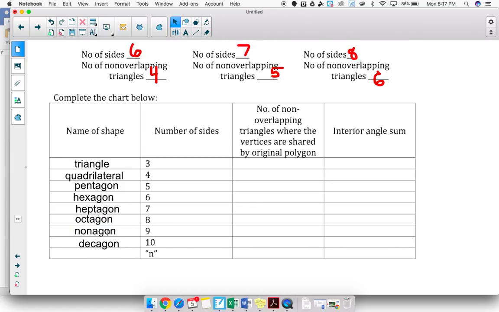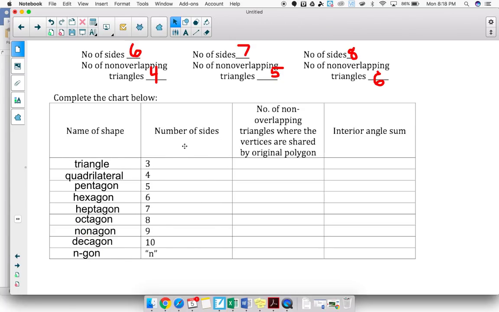And once we get past 10, you don't have to memorize. Mathematicians get really lazy, so they call them n-gons. So like if there's 35 sides, they call it a 35-gon. So we'll just say n-gon, and n gets replaced with the number of sides.